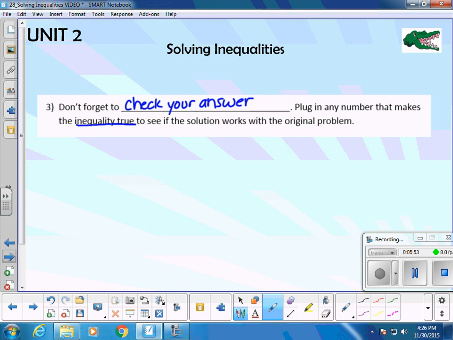So if we go back to our solution on the previous problem, we had negative 3x is less than or equal to 9. When we divided by a -3, we changed the direction of our symbol.